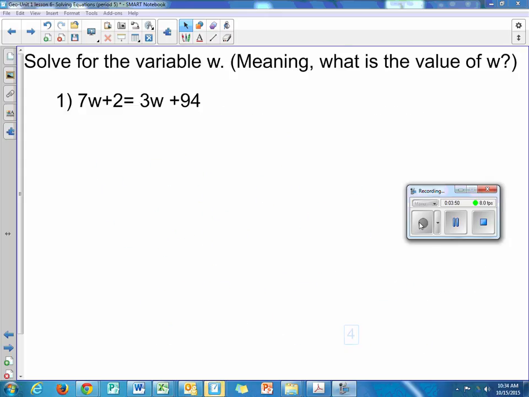All right, here it goes. So now we have this problem here. So here, class, we have solve for the variable, meaning what is the value of w.